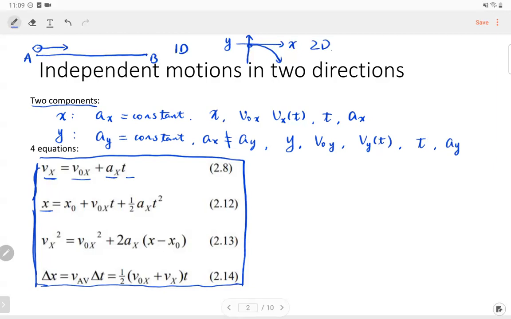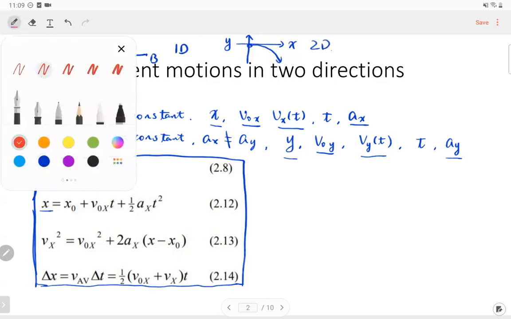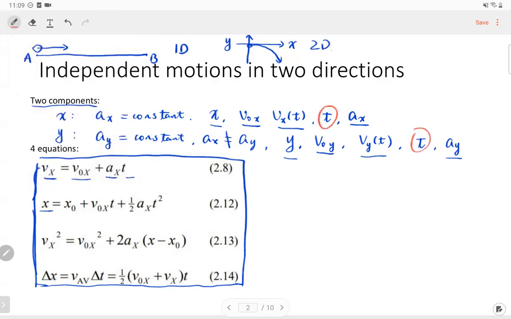All the parameters are independent. So the x and the y don't have a relationship. The initial velocity in each component is also independent. The final velocities are independent. The accelerations are independent. The only thing that these two directions can share is time. They share the same time. So how long it takes in the x direction equals how long it takes in the y direction. Time in the x direction and the y direction is the same.